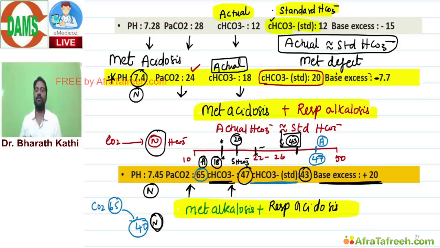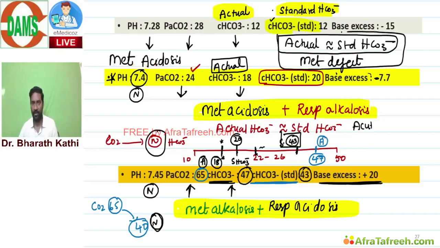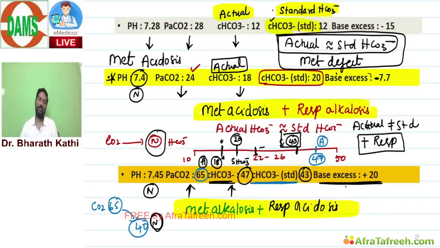So the point to remember here is, this is a bit complicated. So the simple logic is, if actual and standard are both equivalent, it is only a metabolic defect. If actual is not correlating with standard, there is the possibility of a respiratory defect. You should see the trend of bicarbonate. If the bicarbonate is in a decreasing trend, you can see here the bicarbonate is decreased ultimately.